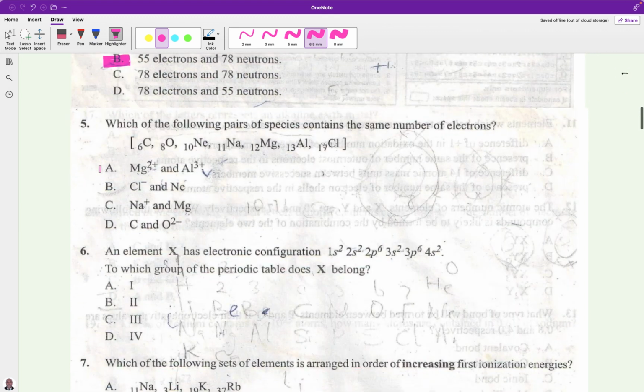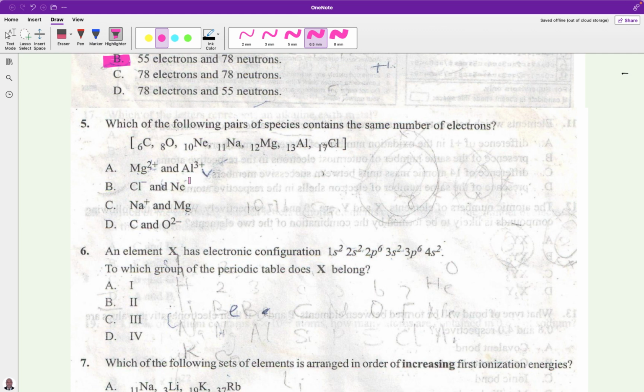Question number 5. Which of the following pairs of species contain the same number of electrons? Now, magnesium has an atomic number of 12, which is equal to the number of electrons. But the magnesium ion, Mg 2 plus, shows that 2 electrons have been lost. So magnesium now has only 10 electrons.